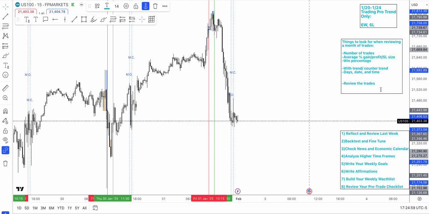So hopefully I have less trades, but at least I want to be done at no more than 30. I want to be around 25 to 30. I want to focus on taking more quality setups. So that'll be my goal for the upcoming month, and we'll see how that goes.